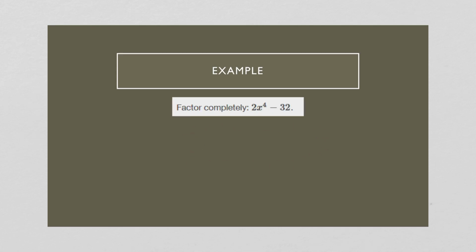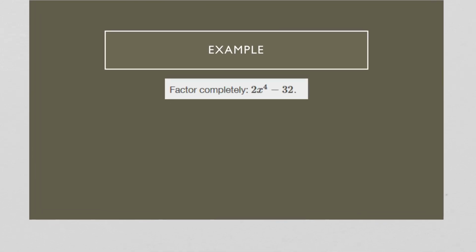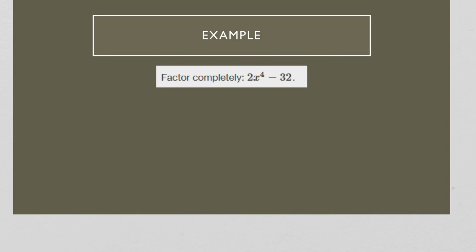Okay, now for this problem, let's factor out a 2 from both of these. So let's see here. We've got 2, and then what times 2 would give us 2x to the 4th? That's x to the 4th. And then what times 2 would give us negative 32? That's minus 16. And now we can factor this. This is a perfect square, and this is a perfect square, and this is a difference. So a difference of squares factors to be, don't forget the 2 out front.